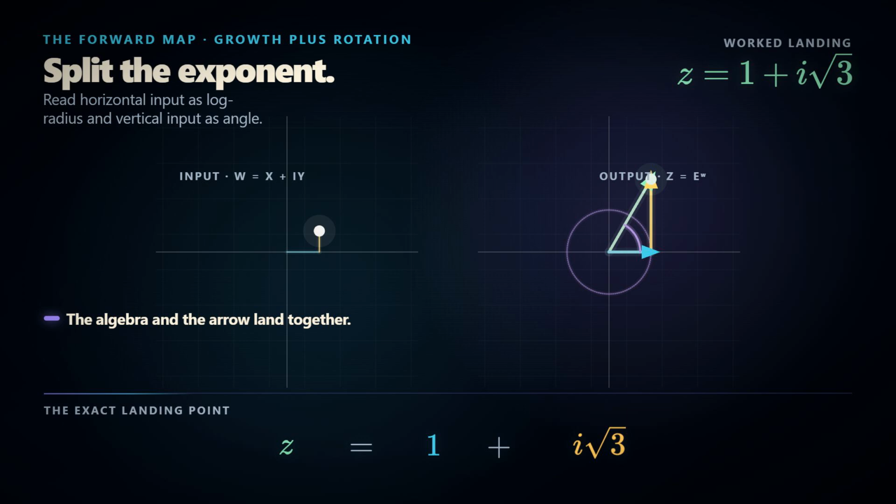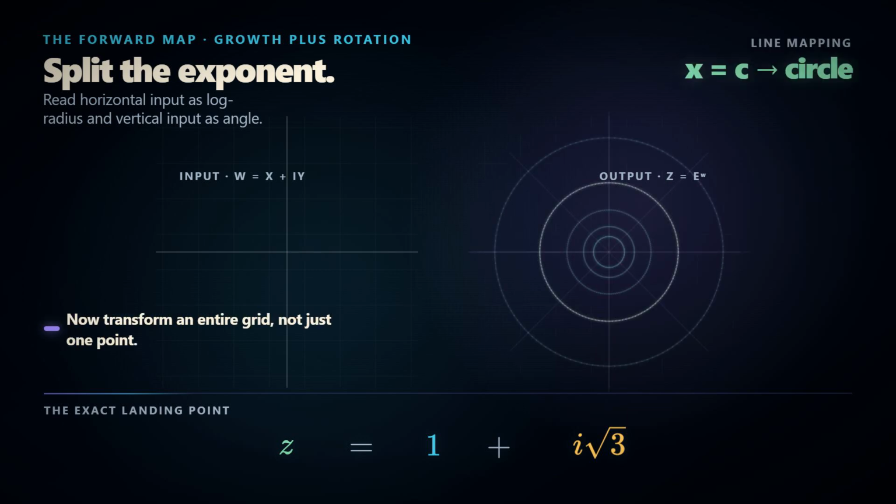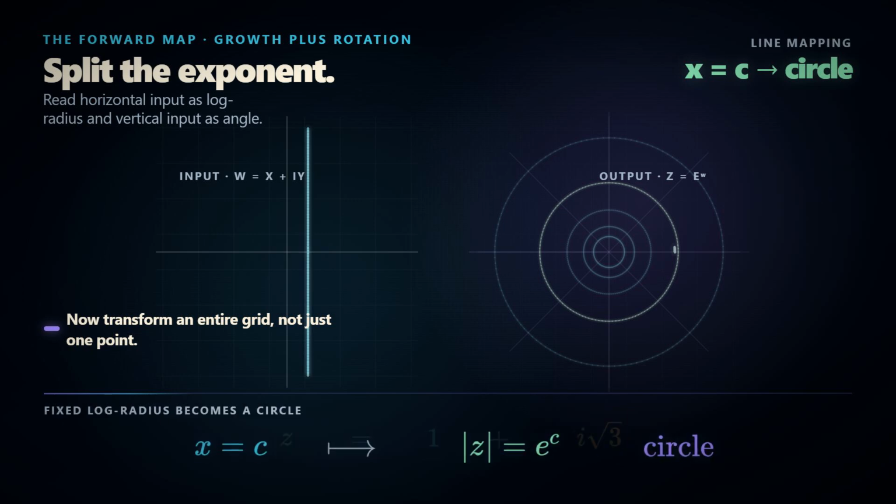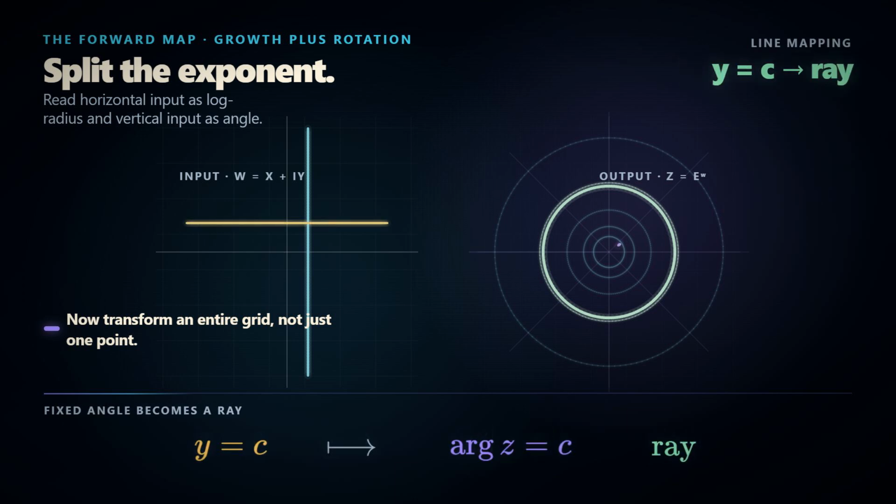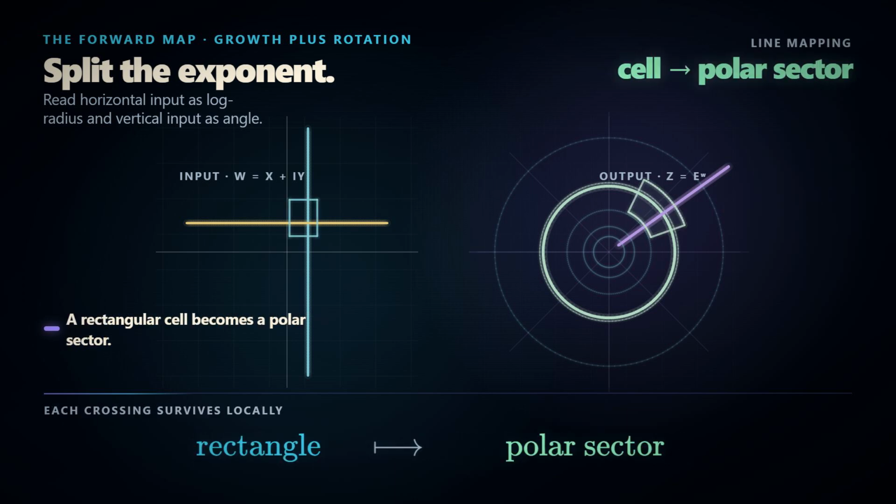Transform the whole grid. Draw a rectangular grid in the w plane, with x horizontal and y vertical. Follow a vertical line, x equals c. Its x stays fixed, so every output has radius e to the c. As y changes, the line wraps around a circle. Now follow a horizontal line y equals c. Its angle stays fixed, so varying x sweeps along a ray. Each grid cell bends into a polar sector while the plane wraps.